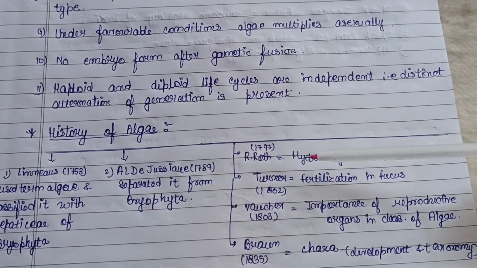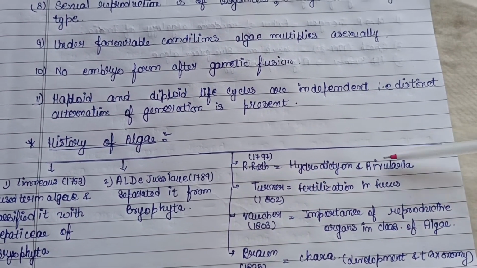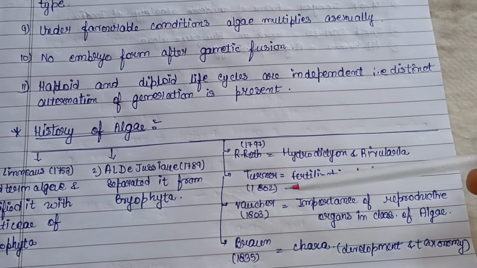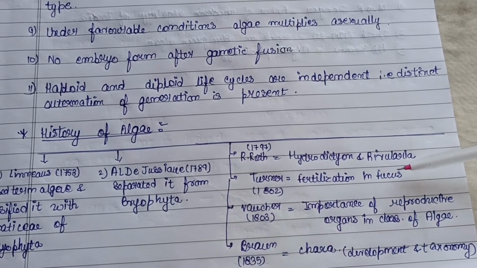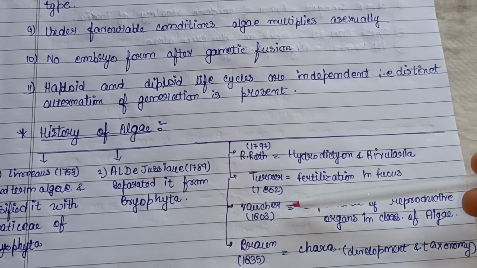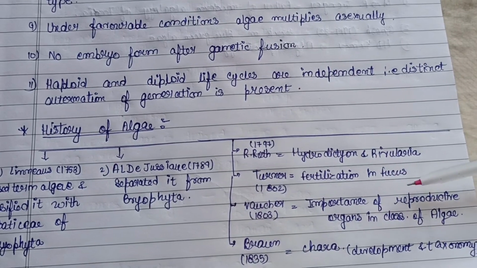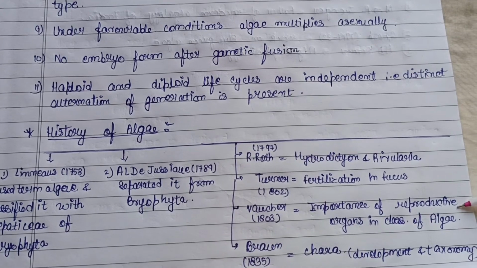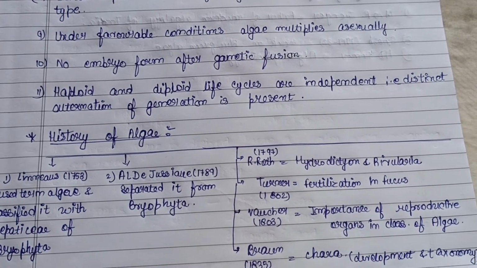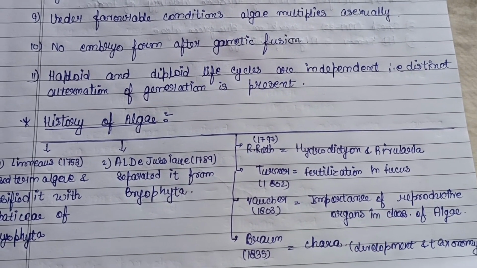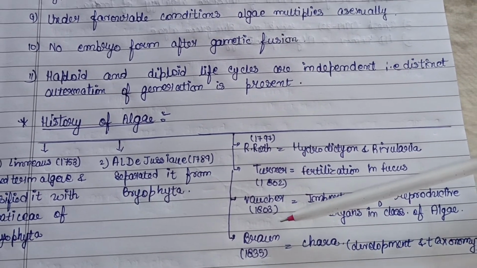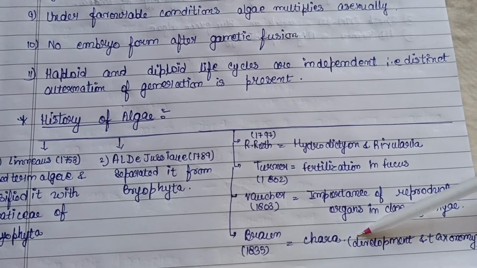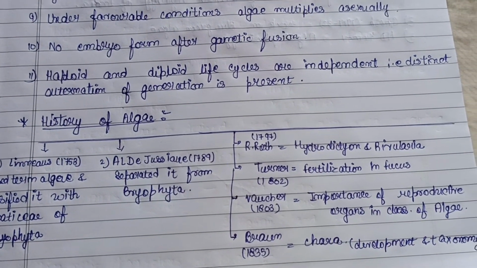Then Roth in 1797 studied Hydrodictyon and Rivularia species. Then in 1802, Turner studied the fertilization in Fucus. In 1803, Bory de Saint-Vincent gave the importance of reproductive organs in the classification of algae, that is, what role reproductive organs play, and on that basis algae should be classified. Then Brown in 1835 gave the development and taxonomy of the Chara species of algae.